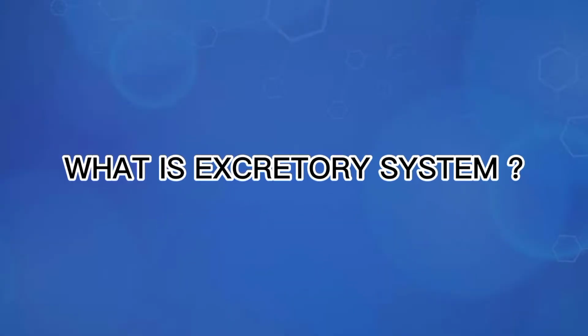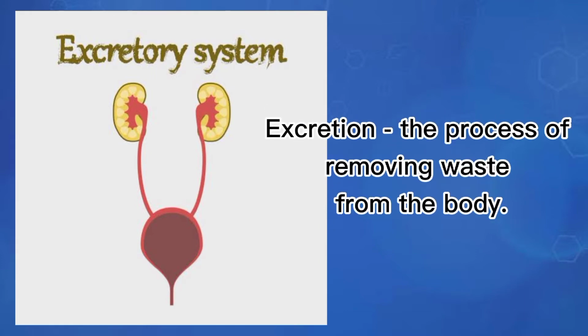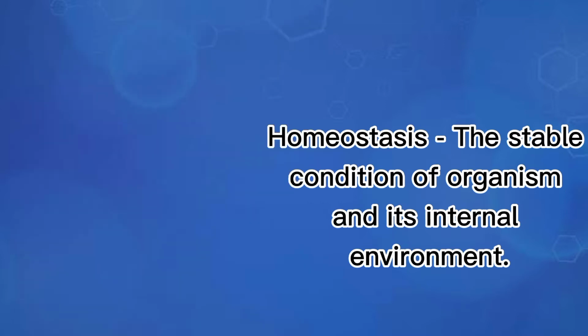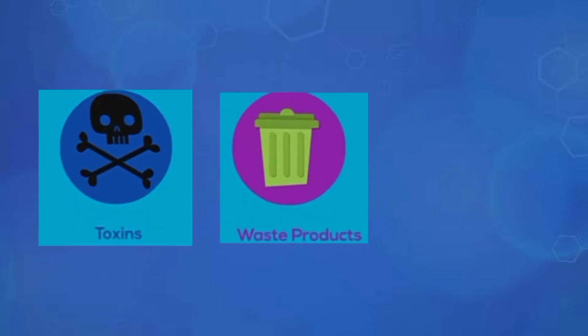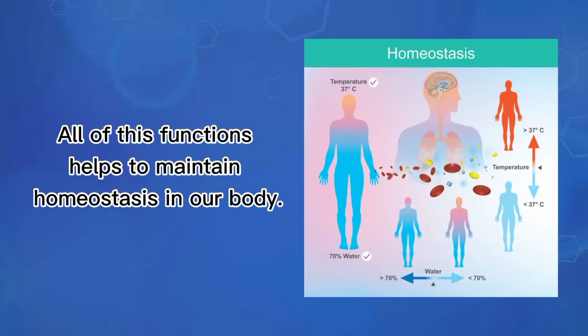So first, let's start with what is excretory system. Excretory system is the system of an organism's body that performs the function of excretion, the bodily process of discharging waste. The excretory system is responsible for the elimination of waste produced by the homeostasis. Our body collects waste such as toxins, waste products, and carbon dioxide, which result from metabolism in the body. The excretory system removes these toxins and waste. All of this function helps to maintain homeostasis in our body.